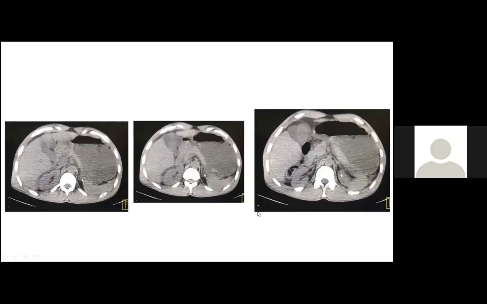So these are axial cuts of the abdomen, and I can appreciate that there appears to be a hematoma on the right side, which I would assume is probably a patient with a liver laceration.